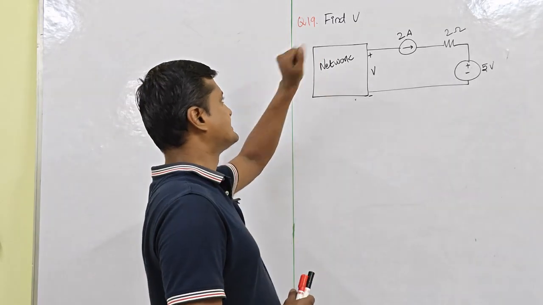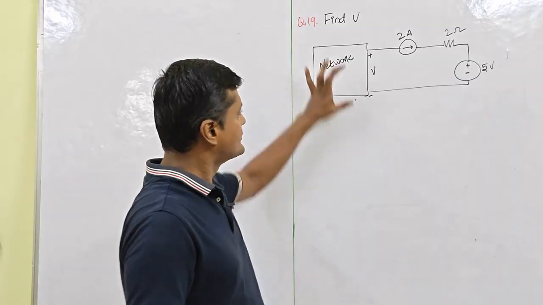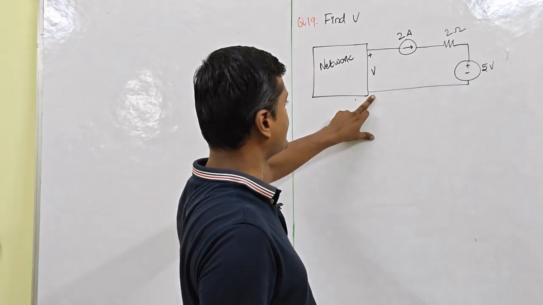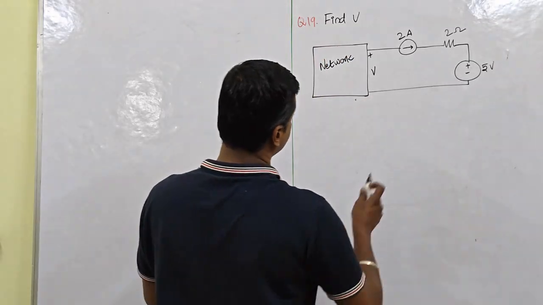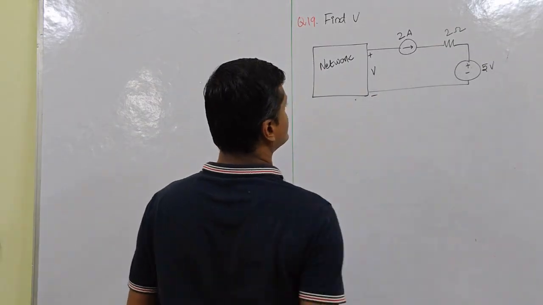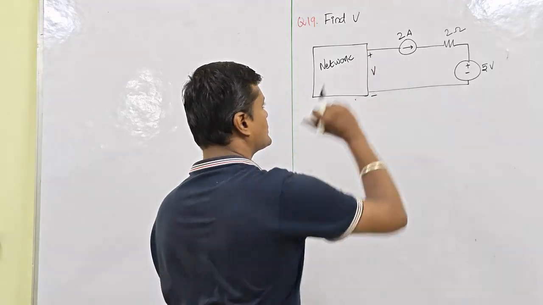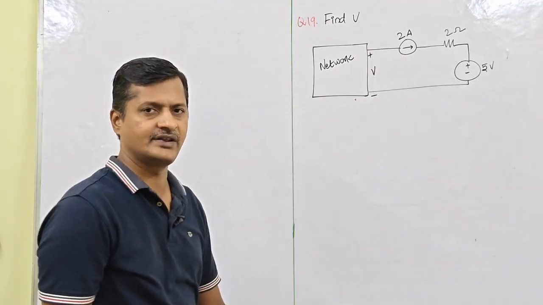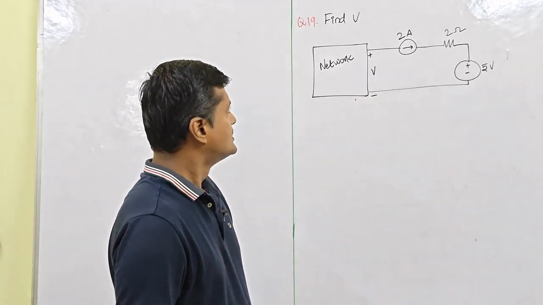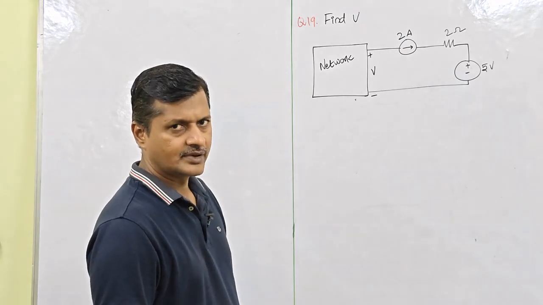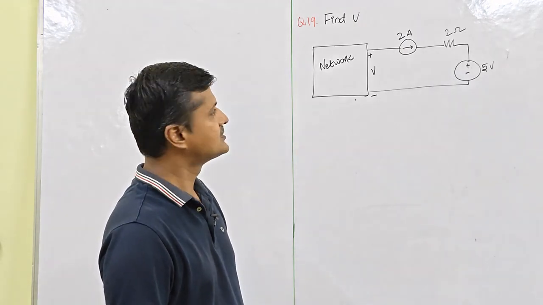Question number 19, find V. V is given here with parameters: terminals, plus and minus are given. We have a current source, a resistance and a voltage source. We have to find the voltage across this network. Is it possible to find it?